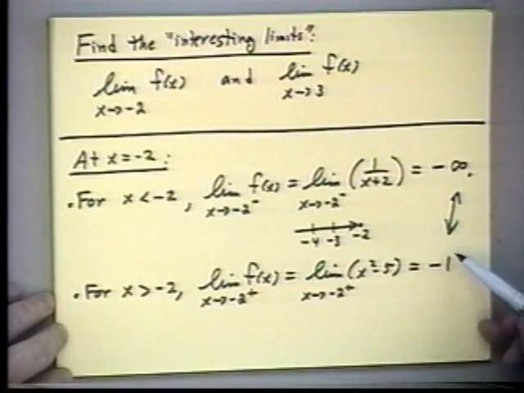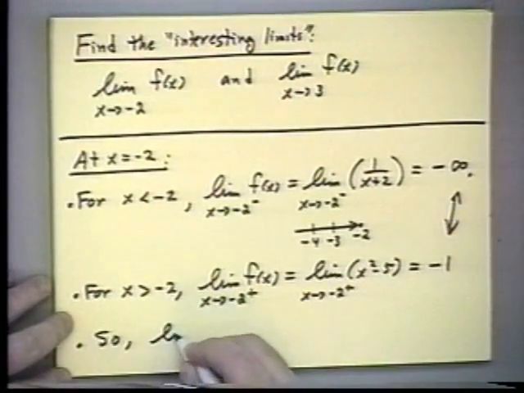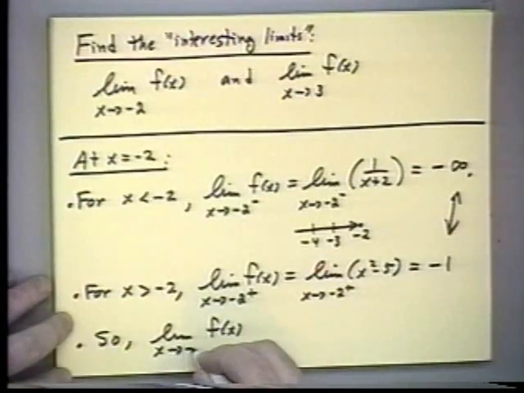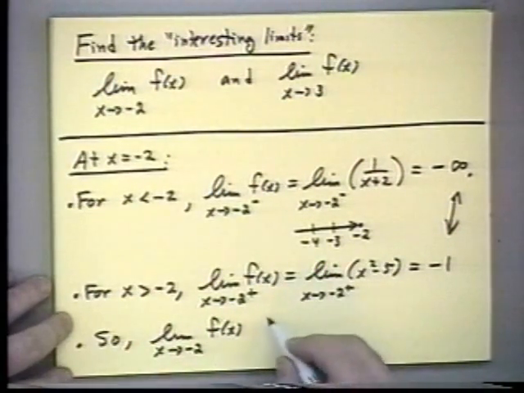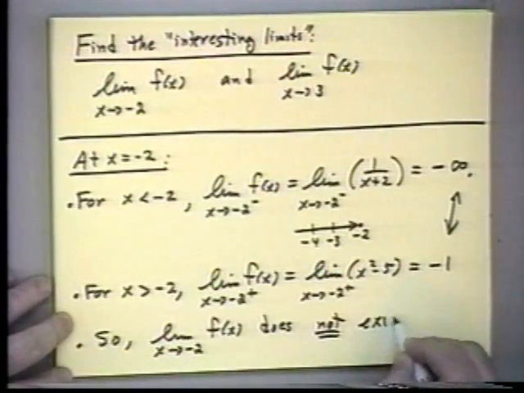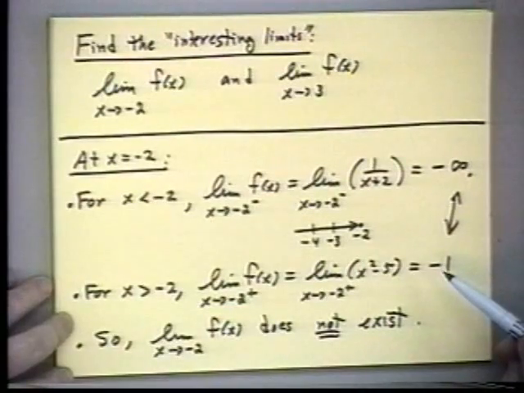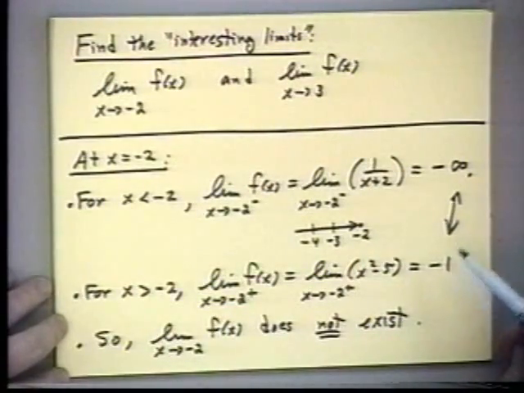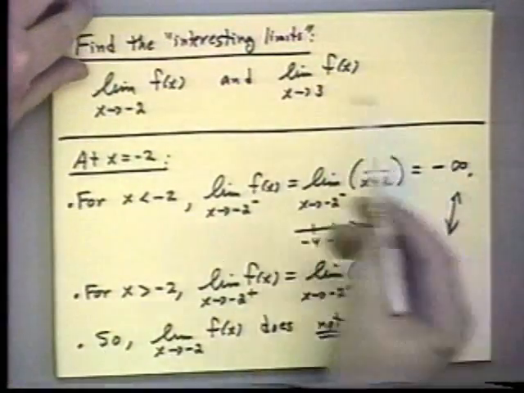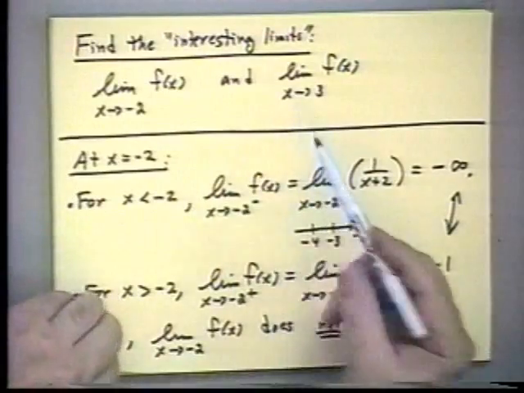And because these two are not equal, there is no two-sided limit. So we'd write the limit of f of x as x approaches minus 2 does not exist. However, we did learn that the two one-sided limits exist, and we found out what they were. So our work was not without merit. All right, that was the interesting limit at minus 2. Now let's go to the interesting limit at 3.